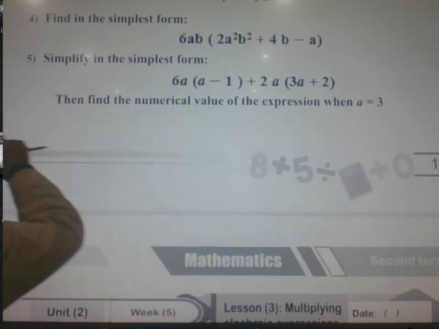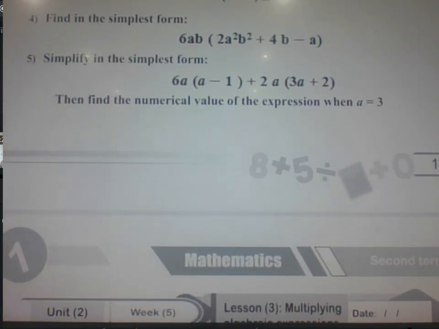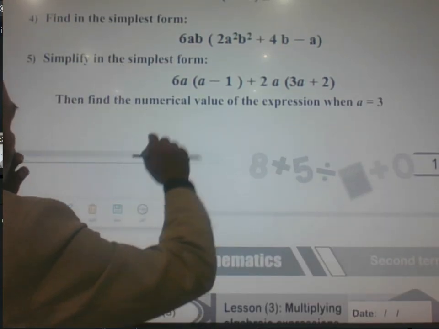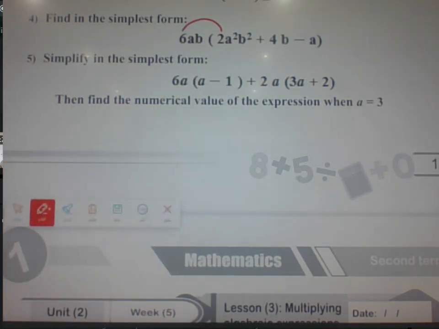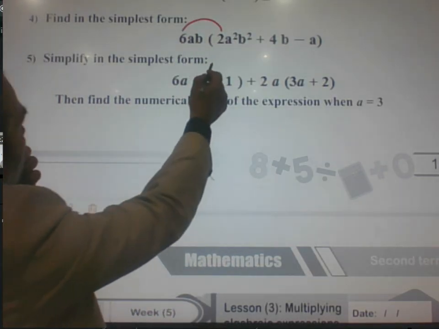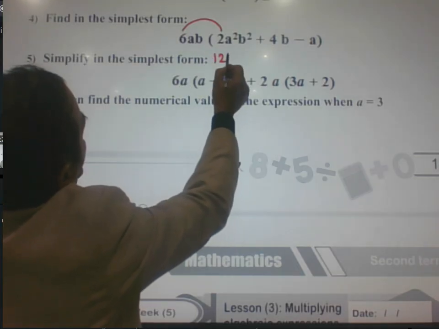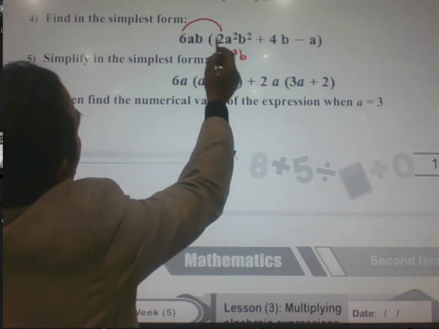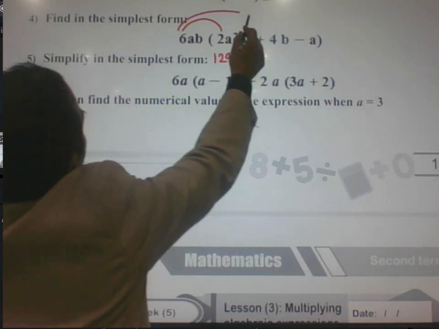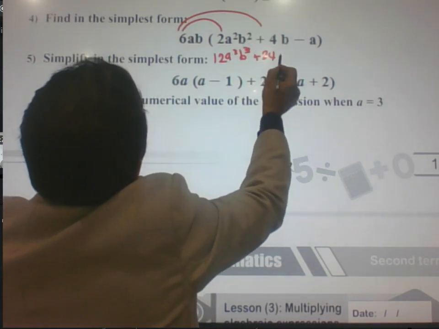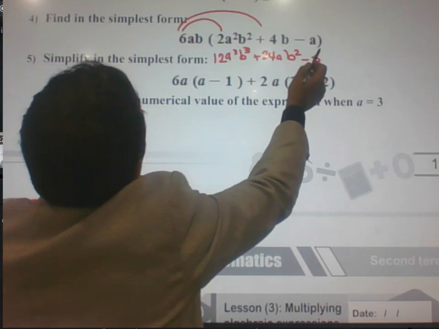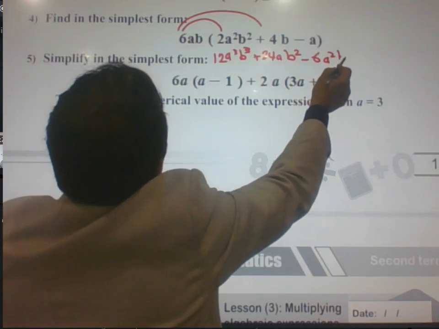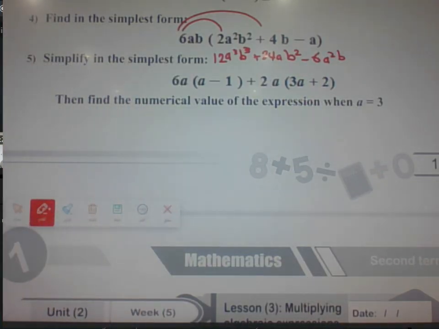Next question down. Find the simplest form of this example. Here we use the distributive property. 6 times 2 equals 12. We can write 12, a times a^2, a^3, b^2 times b equals b^3. And then distributive also, 6 times 4 is 24, a, b times b, b^2. Negative 6 times 1 equals 6, a times a^2, b. It's the simplest form of this expression.